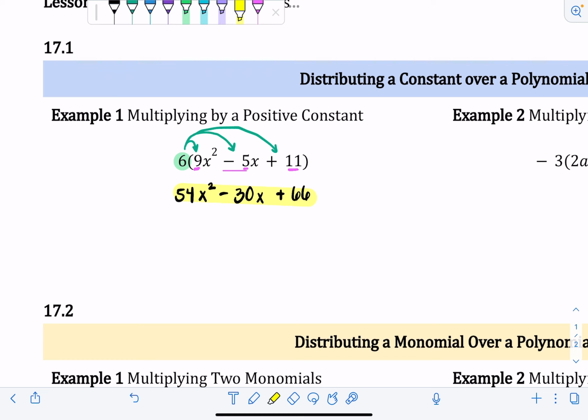Notice the only thing that changed here when multiplying by a constant was the coefficients. We took 9 times 6 to get 54, negative 5 times 6 to get negative 30, and then the 11, the constant, multiplied by 6 to get 66.